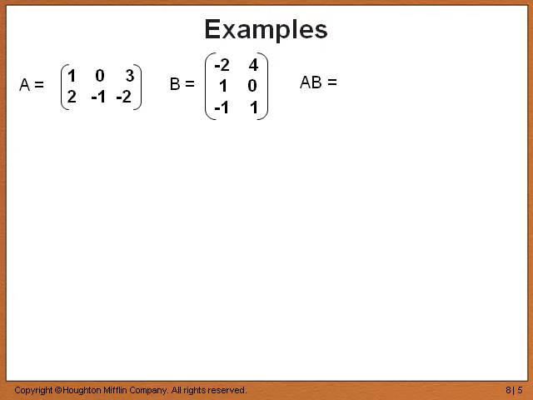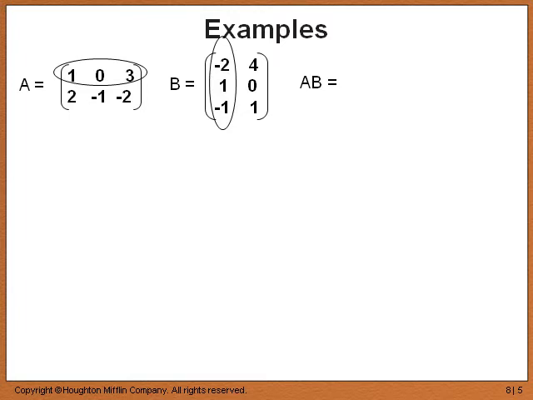If we want to find AB, first of all, is it possible? Well, we need to look at the number of columns of the left-hand matrix and the number of rows of the right-hand matrix. And yes, they do match. We have 3 columns in the left-hand matrix and 3 rows in the right-hand matrix. So AB does exist.